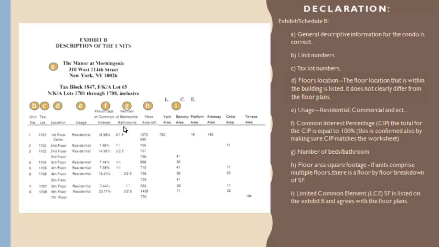Part G. The number of beds and/or bathrooms. Part H. Floor area square footage. If units comprise multiple floors, there is a floor-by-floor breakdown of square footage. Part I. Limited common element square footage is listed in Exhibit B and agrees with the floor plan.